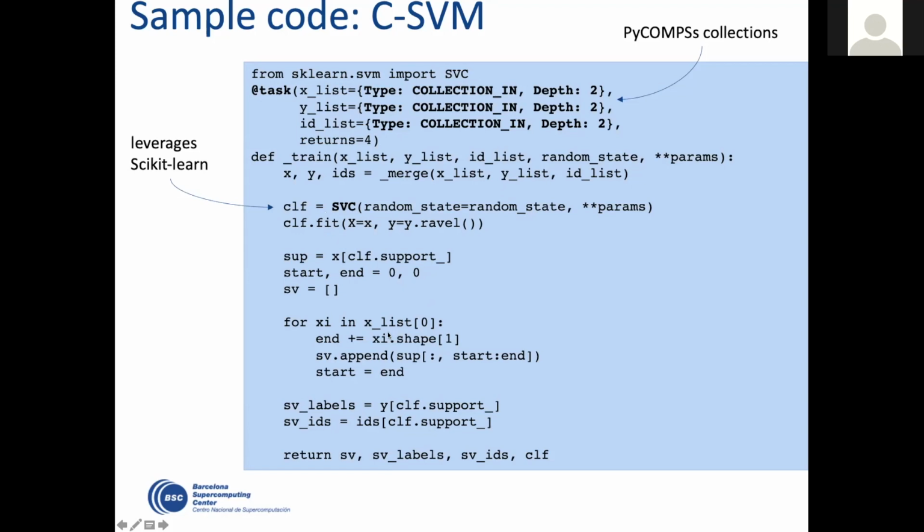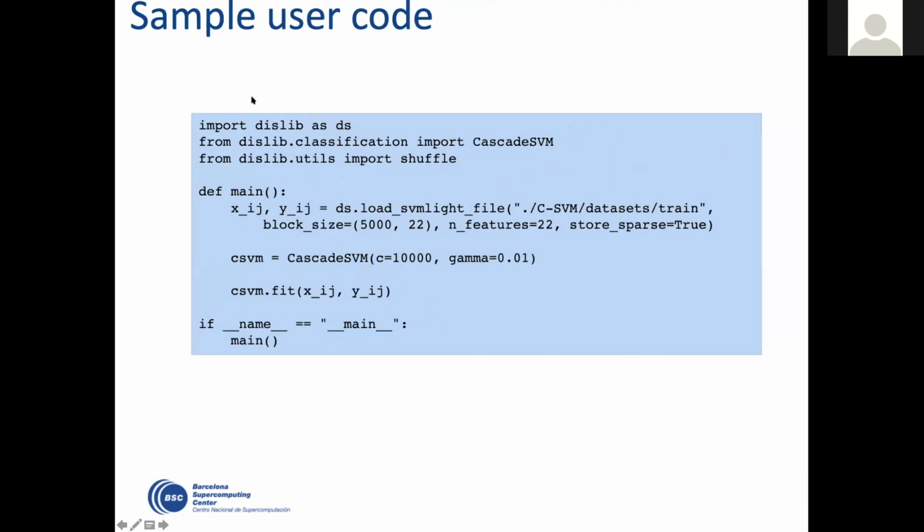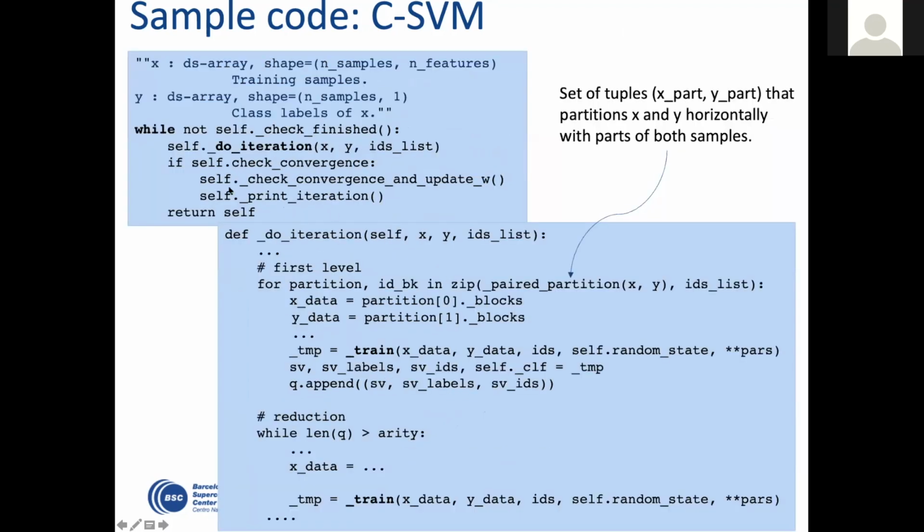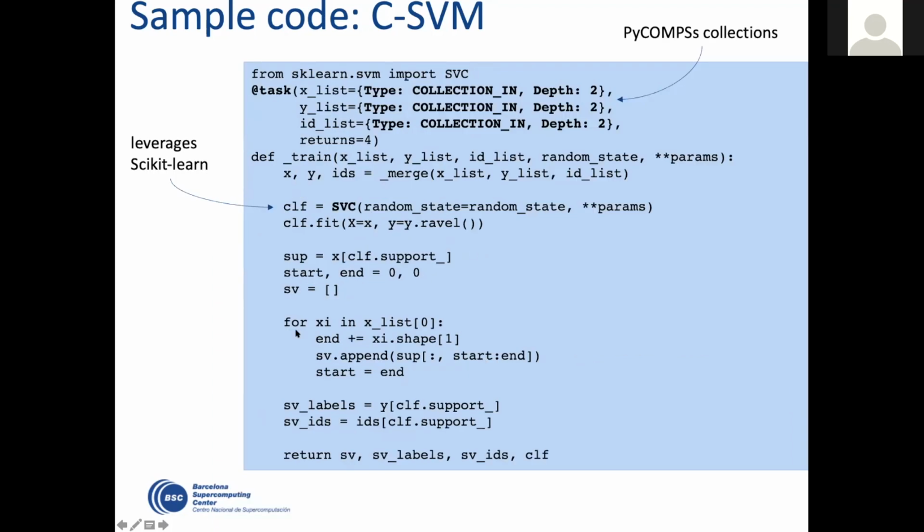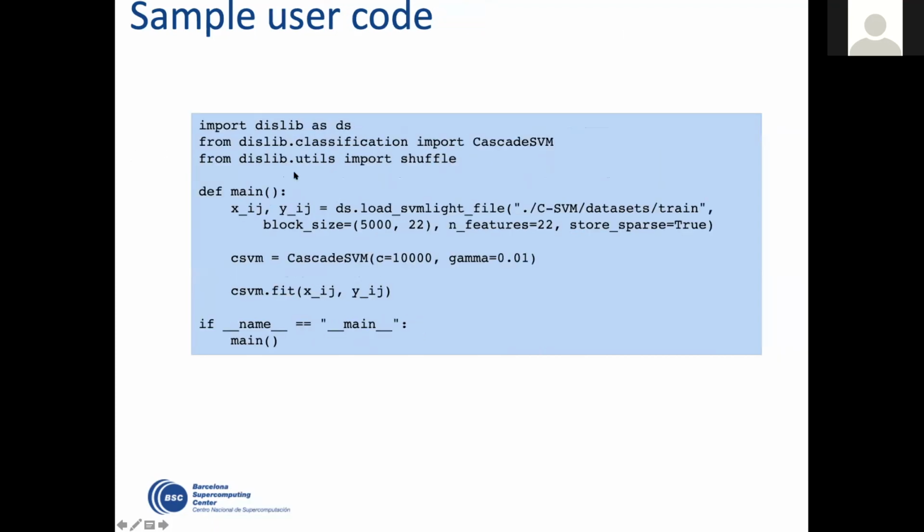Okay, and this will be the sample code. No, this is the internals. This is the code of the dislib. Okay, but all these trains and all this internal code is not seen by the user, but the user will write this user code, okay? Or in the examples, we will write this user code.